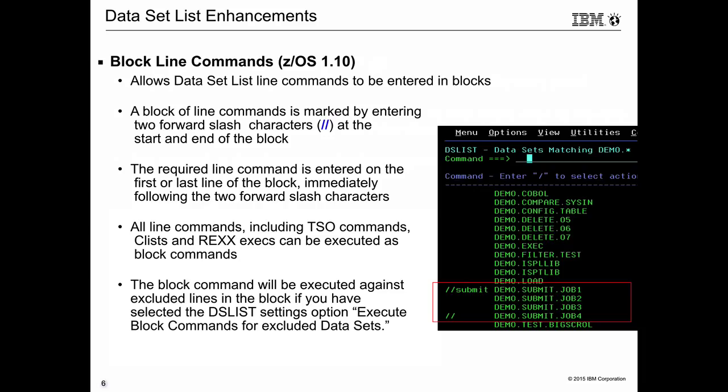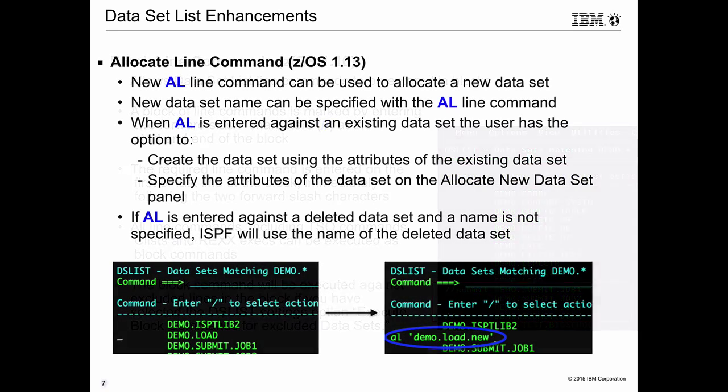The catch on that is laid out in the last bullet on this chart. There is an option. If you go to the options menu at the top of the dataset list, the very first entry will be dataset list settings. If you choose that, there's a flag called execute block commands for excluded datasets, and that very well may be already selected for you. You'll want to deselect it if you would like to be able to exclude datasets from the block. So just keep that in mind. It's a neat little trick to have in your arsenal.